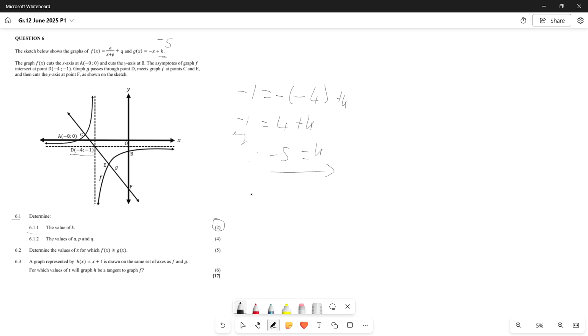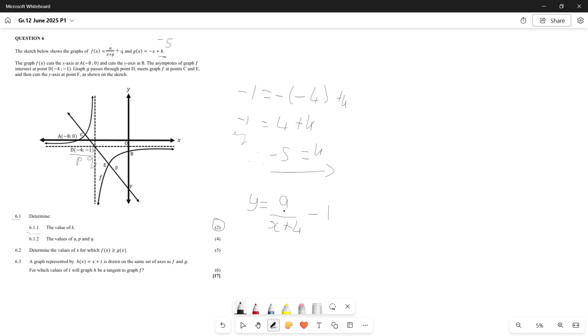So I'm going to go ahead and plug them in. So y equals a over x, and then our p value is this guy over here. But a reminder that p is backwards. So if this is negative 4 here, we have to make it a positive 4 when we plug it into our formula. And then q is this guy over here, and it is just negative 1. So we have minus 1.